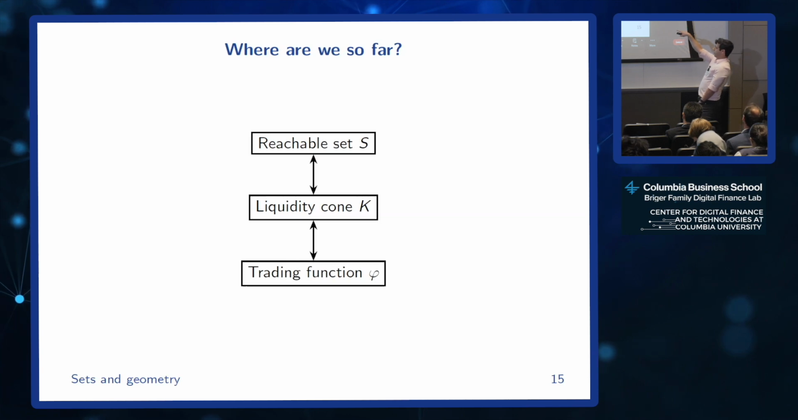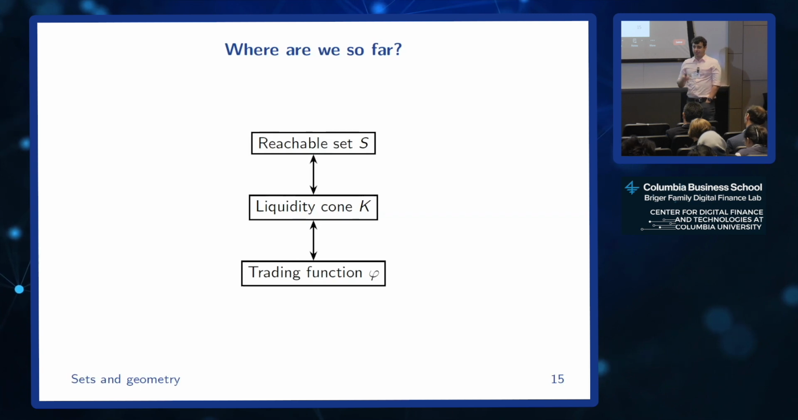We have a bijection between reachable sets and liquidity cones, and we also have a bijection between liquidity cones and trading functions. Where are we going to go from here? We're going to start adding things to this, and then we're going to have a bunch of operations that we can trace to get from any one place to the other.